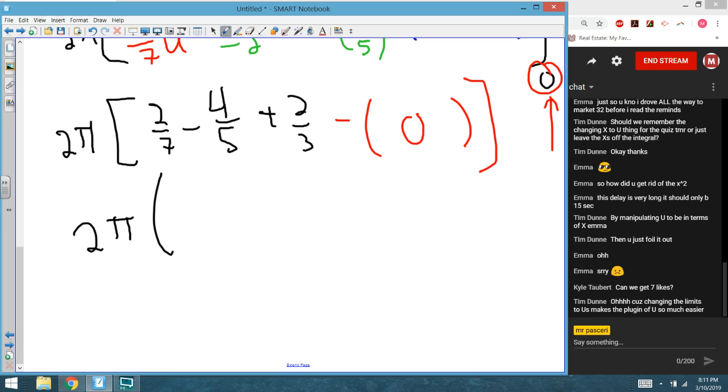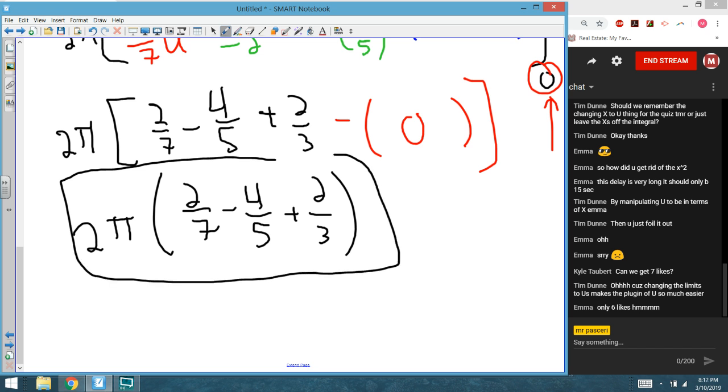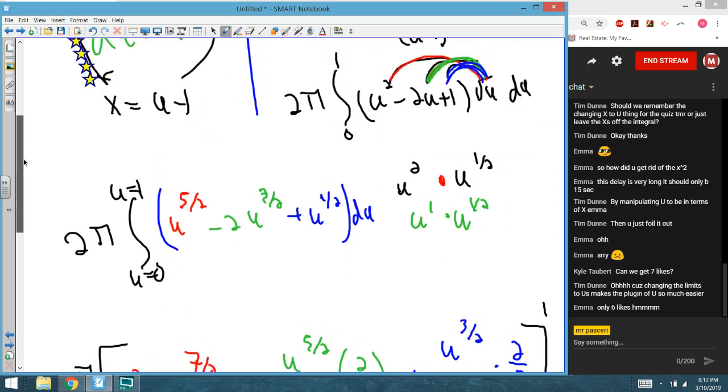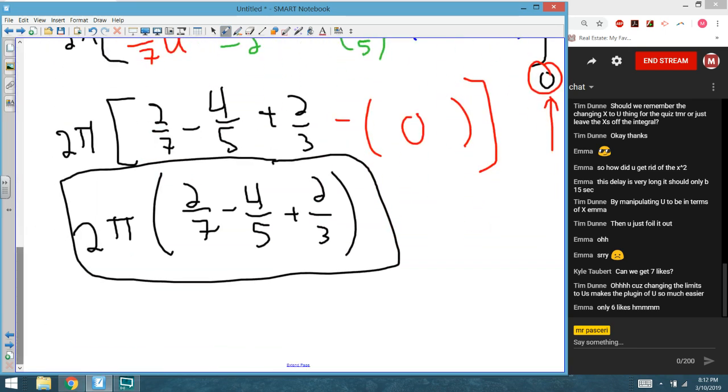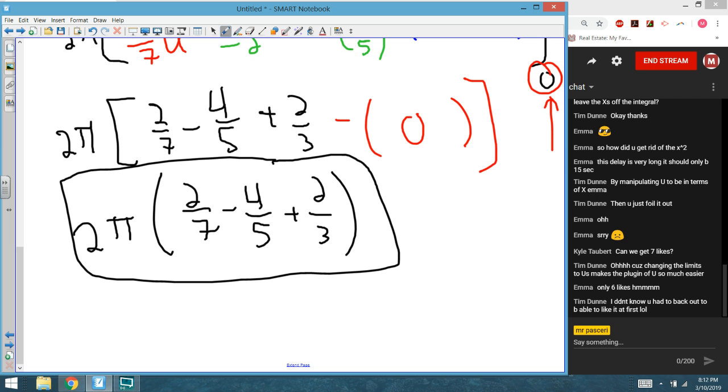Yeah, exactly. It does make it much easier. But it can also be tricky to change the limits over. But once you see how to do it, you can save yourself a little bit of headaches, for sure. So I'm just going to leave it like that. This is our answer. You'll get the same answer if you change the limits back to x's and then plug in those x's. So if you had gone back from u to x and then plugged in, that's kind of cool. So that's the answer. That's where we're at. And I'm hoping you can kind of keep up.